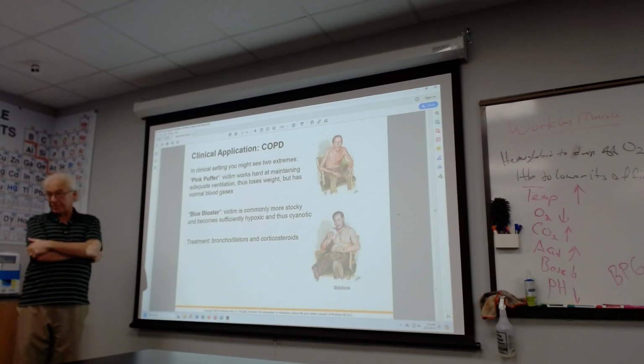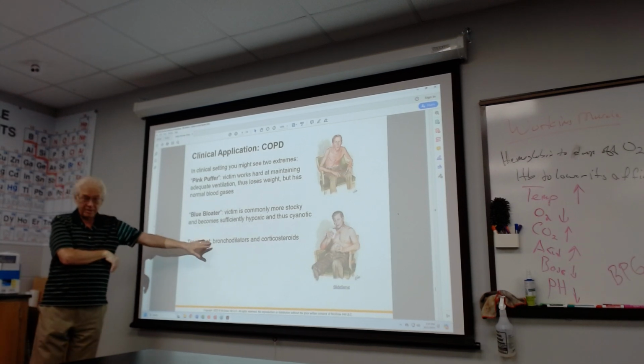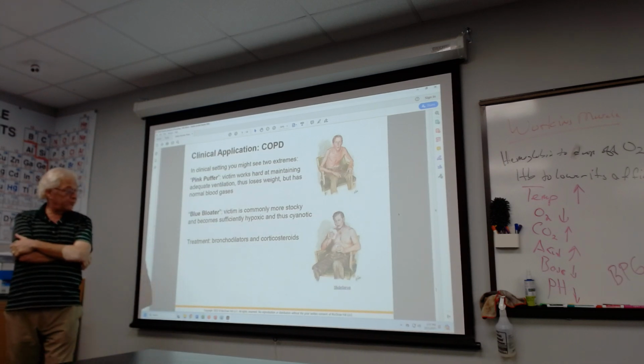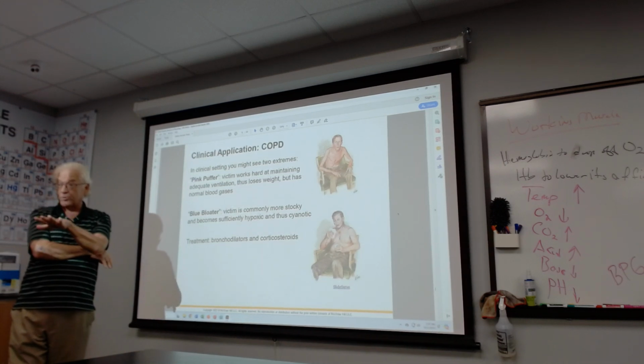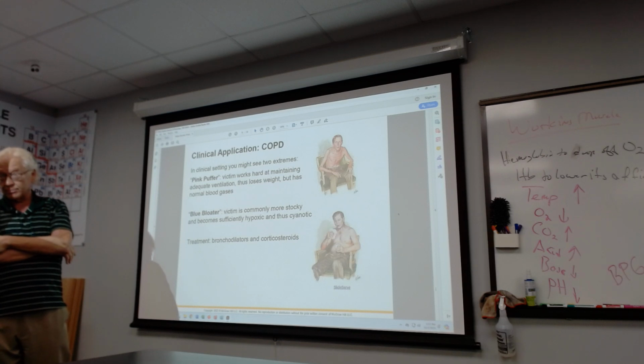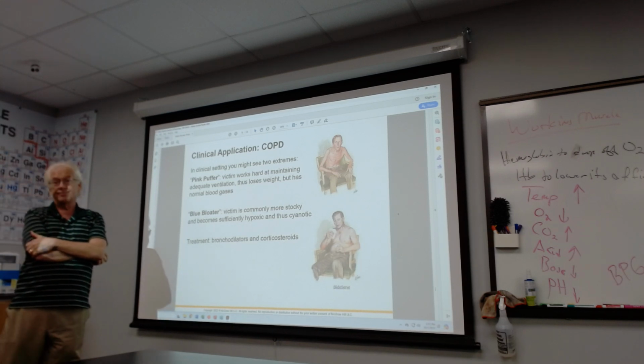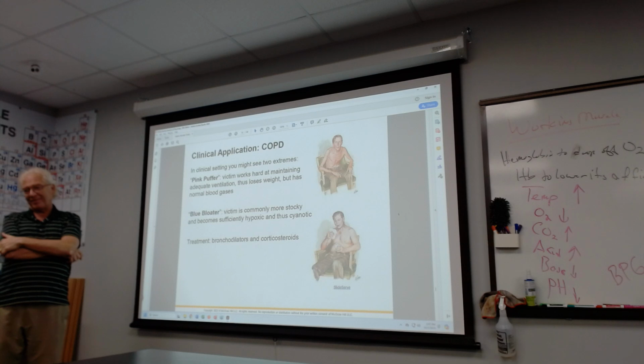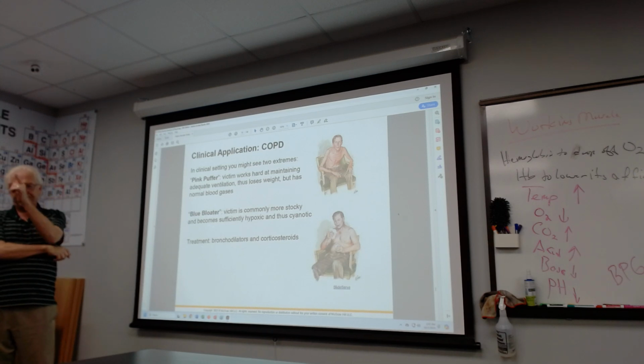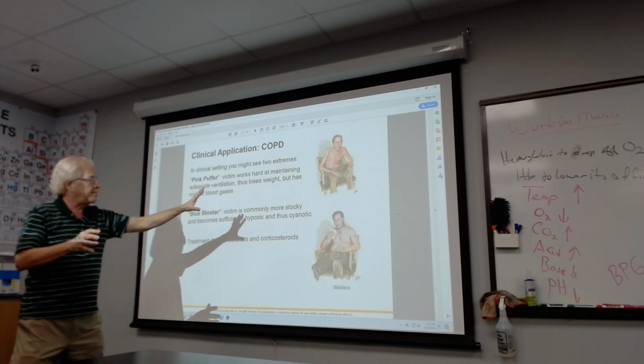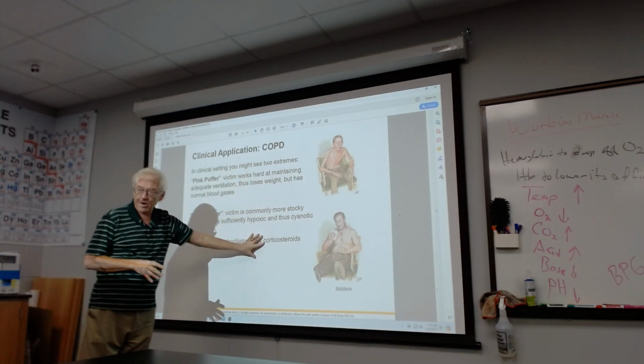Now, please note, both of them are a problem. They're not going to get better by themselves. Notice, what do you need? Something to dilate your bronchioles and maybe corticosteroids to reduce the inflammation. Okay? But the causes are two different things, and the results are two different things. Okay? All right. Know the difference. Oh, by the way, this is emphysema, and this is chronic bronchitis.